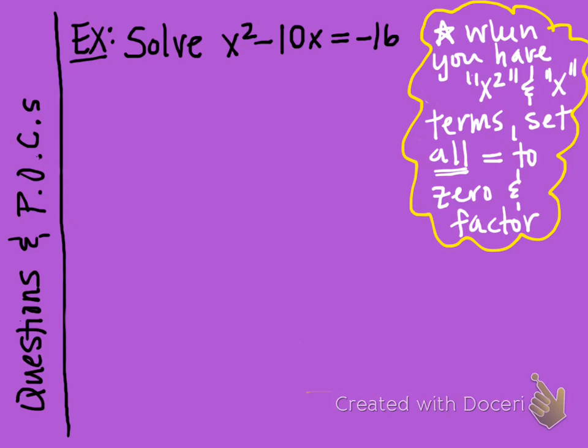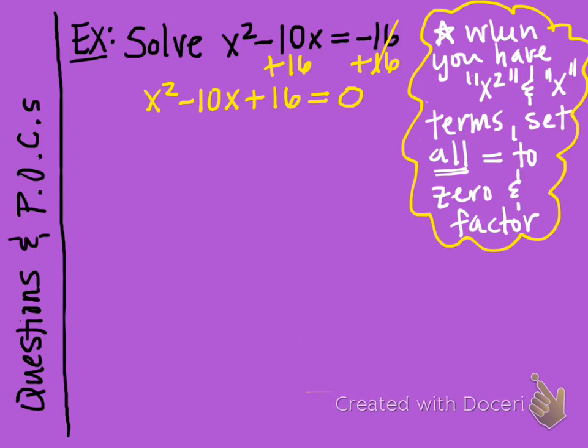So let's try this. To get everything onto one side, it's probably easiest to move that negative 16 over by adding it to both sides. So I'm going to end up with 0 on the right, but on the left, I've got 3 terms that are all unlike. So I'm just going to list them in descending order of exponent.